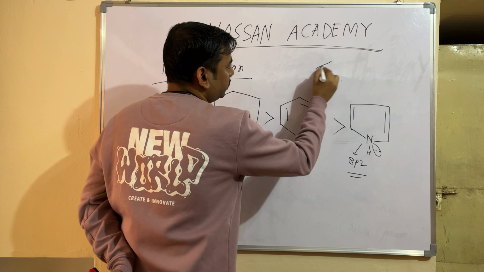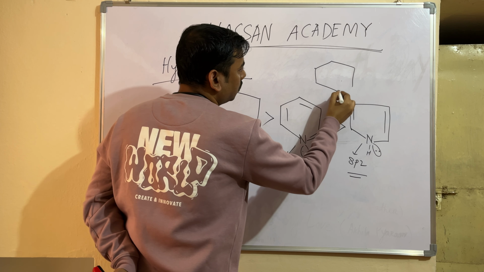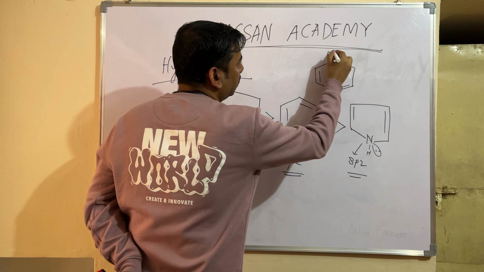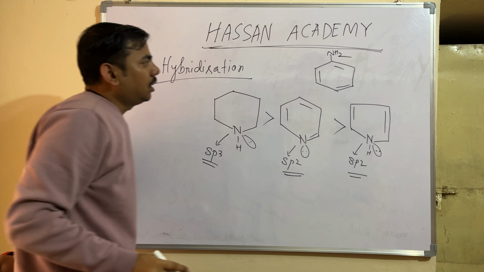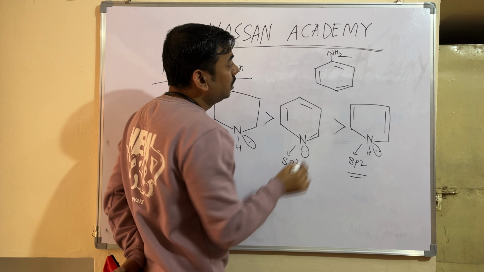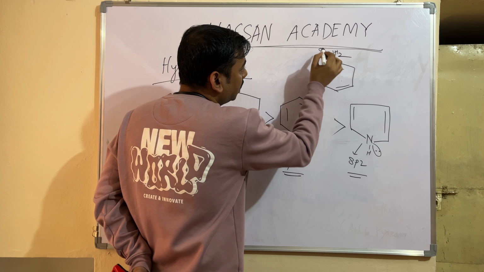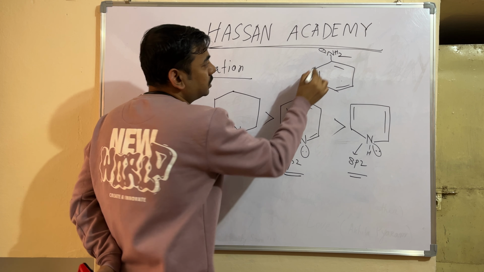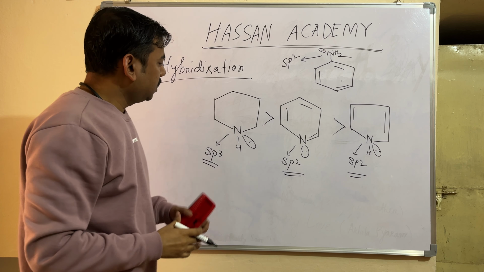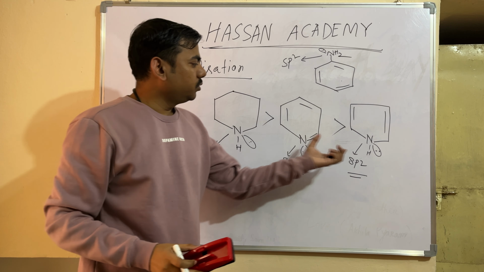I am making a little twist and making one more compound here, aniline, NH2. Now can you tell me the hybridization of this nitrogen, whether it is sp2 or sp3? Here one lone pair is there, and that lone pair is also under conjugation. Since that lone pair is under conjugation, that is also sp2. Now see the comparison: sp3, sp2, sp2, sp2.